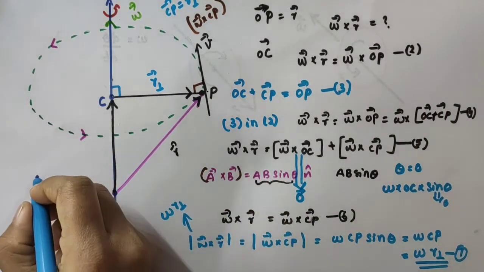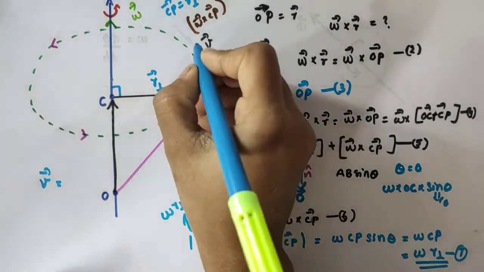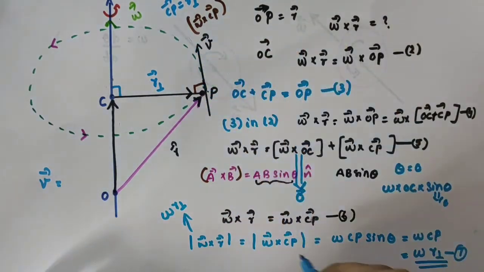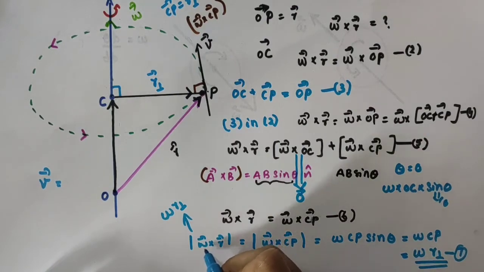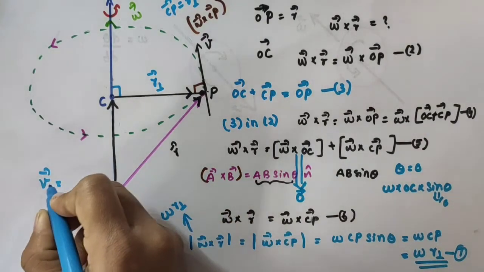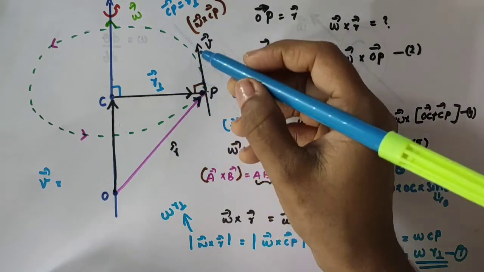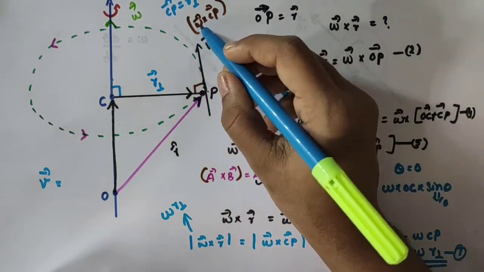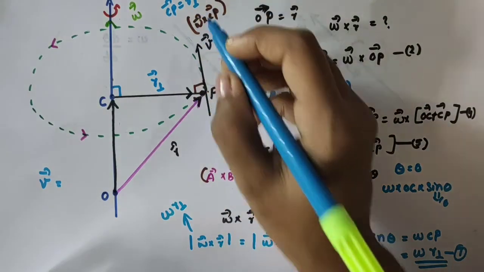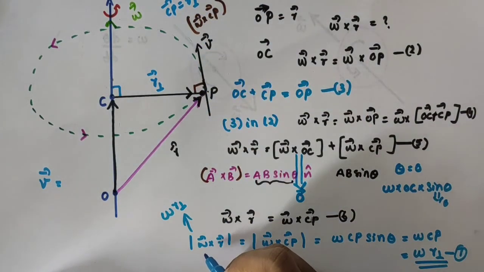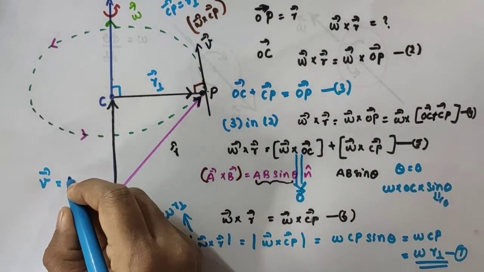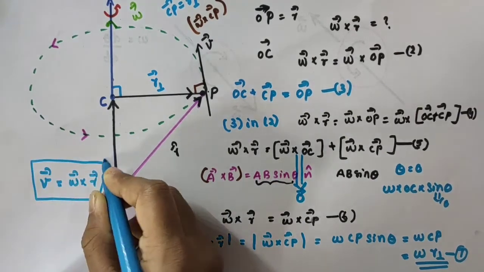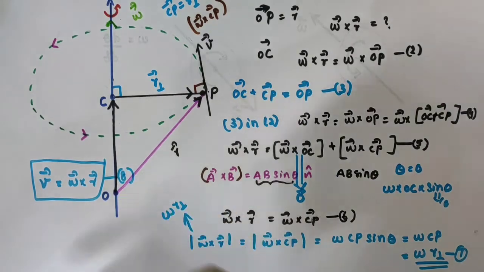So we can write vector V is equal to vector omega cross vector CP along this direction. That vector omega cross vector CP is actually equal to vector omega cross vector R. We said the linear velocity vector will have the same magnitude and direction as vector omega cross vector CP, which is equal to vector omega cross vector R. So, we can write vector V is equal to vector omega cross vector R, and I am taking this as equation number 8.